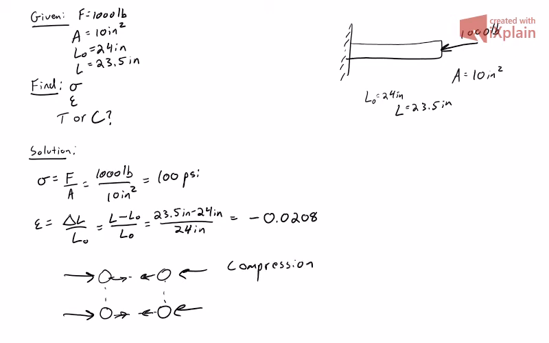Interesting to note is if you have a bar that's under compression, you end up with a negative strain. That's because the final length is shorter than the initial. However, stress is still a positive number because stress is really looking at how much internal force per area is in it. It's not necessarily related to whether it's tensile or compressive. So again, tension, positive strain, compression, negative strain, stress stays positive.